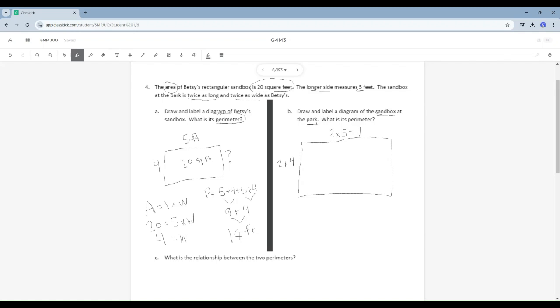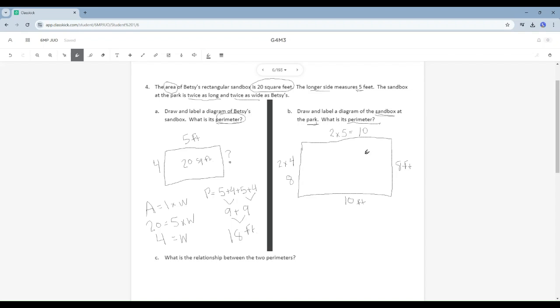So 2 times 5 is equal to 10. And 2 times 4 is equal to 8. So my left edge is going to be 8 feet. My right side is going to be 8 feet. My top edge I already know is 10 feet. And my bottom edge is then going to be 10 feet also.